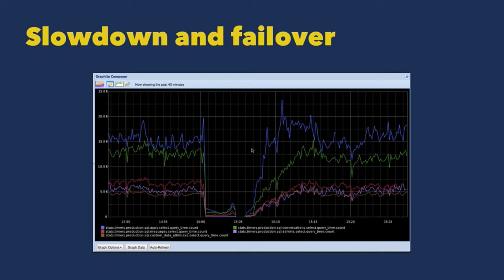We got pretty well practiced at failing over our database, which in this case we did after 4 minutes. That's the period where there are no queries running in the graph for about a minute or so. After we did that, query volume would return to normal, and this was just incredibly puzzling.